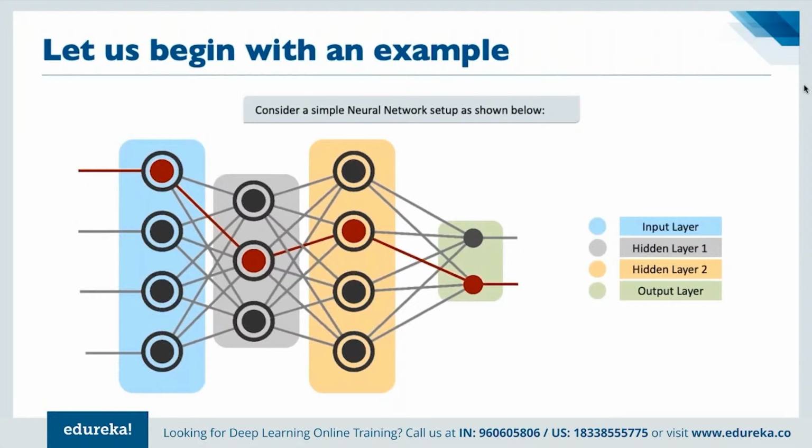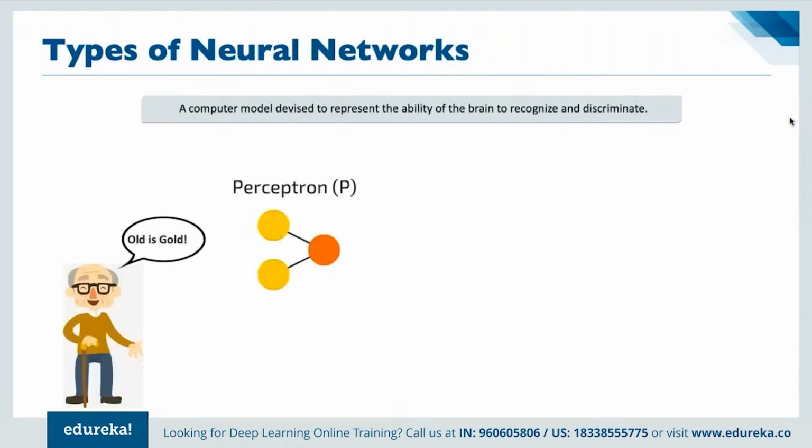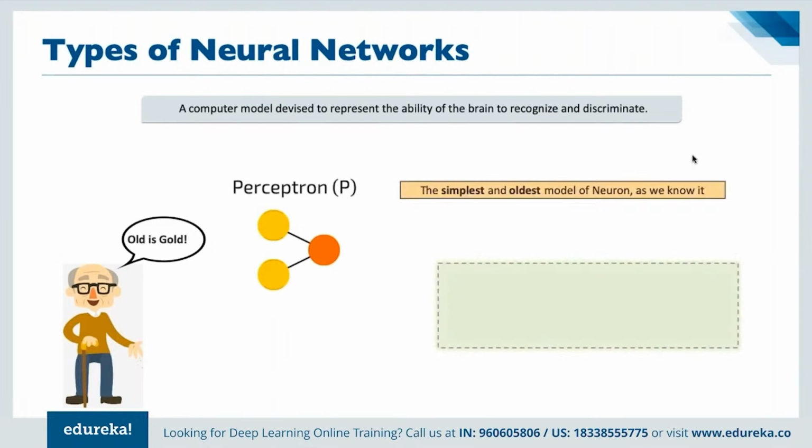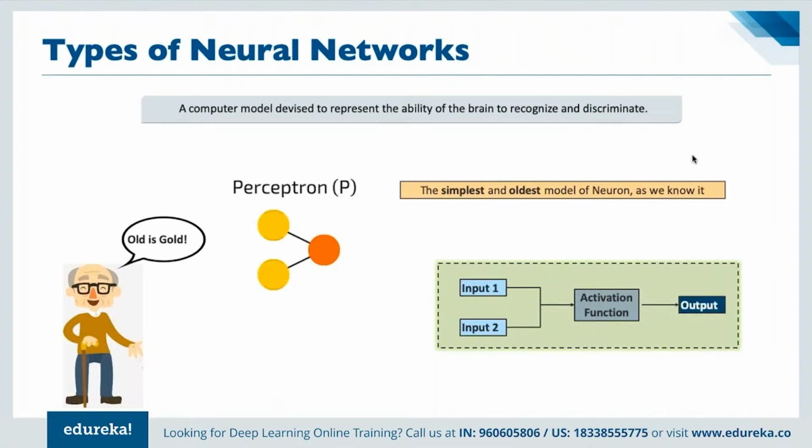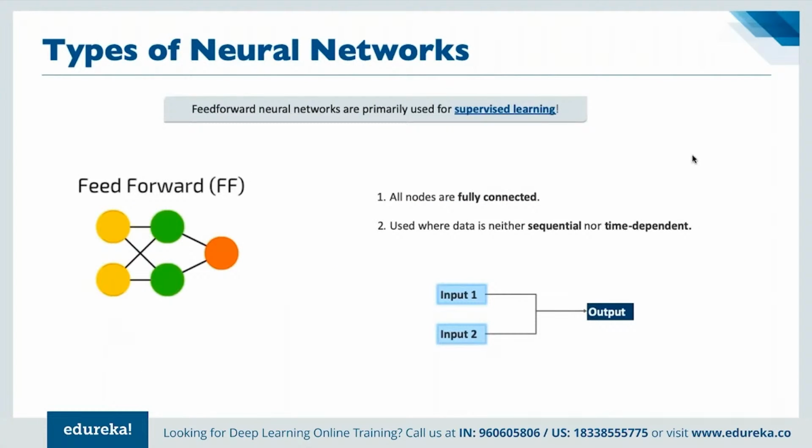Now, to understand this in more depth, we have multiple types of neural networks, right? For example, a computer model designed to represent the ability of the brain to recognize and discriminate, so that we can find differences between two given scenarios or objects. And the simplest and oldest model of a neuron, as we know it: if we have multiple inputs coming in, then we have the activation function, and then we can define the output of it, right? That's why we have the concept of feed-forward neural networks, right?